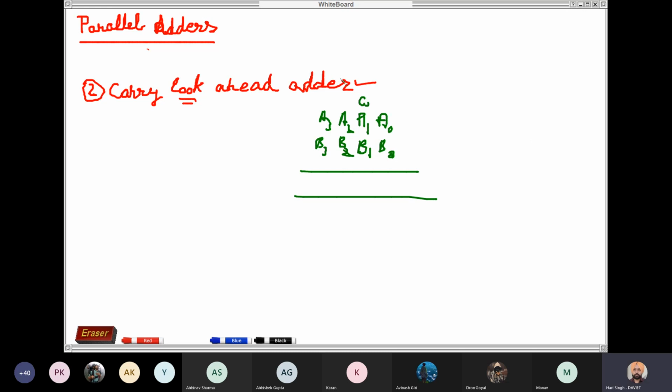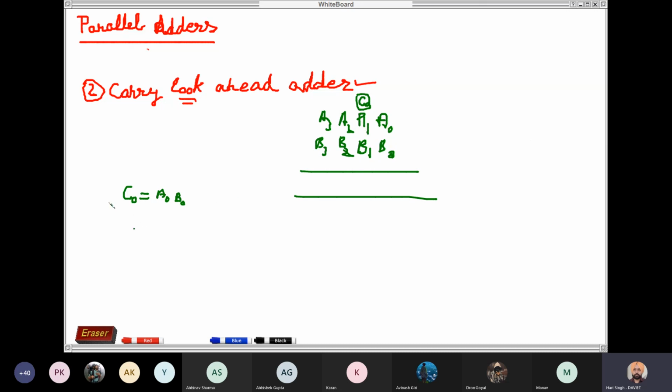This carry will be 1 if both A0 and B0 are 1. So we can write C0 is equal to the AND operation of A0 and B0. C0 will be 1 if both A0 and B0 are 1.